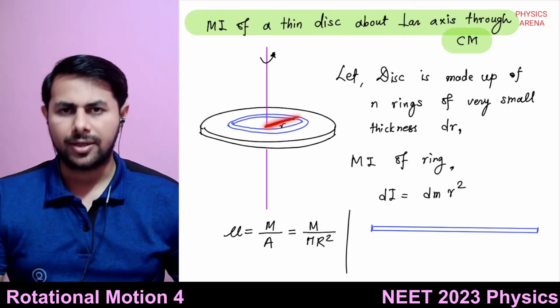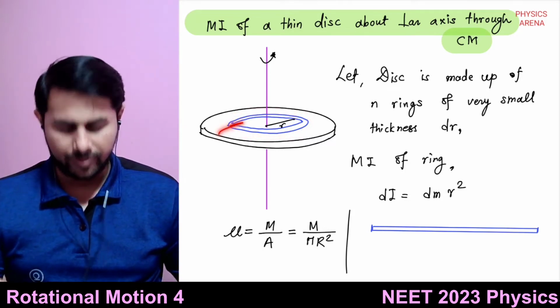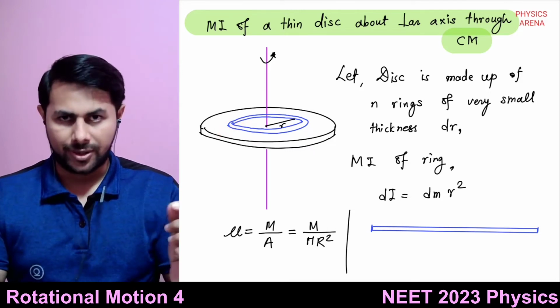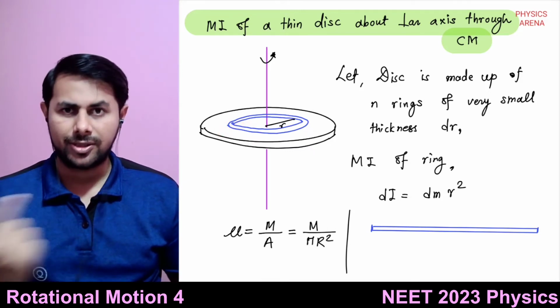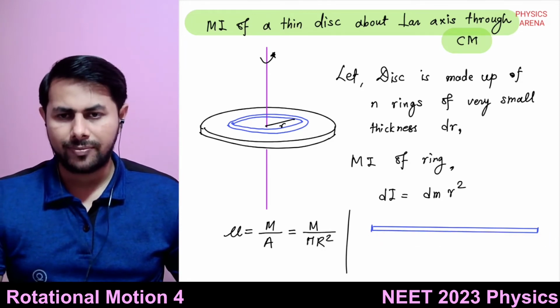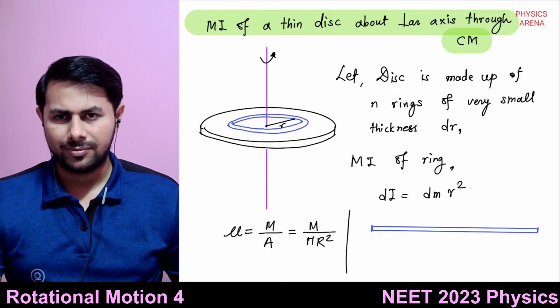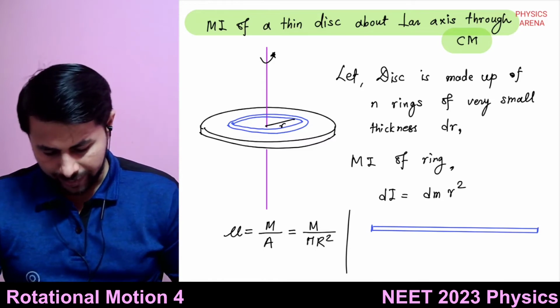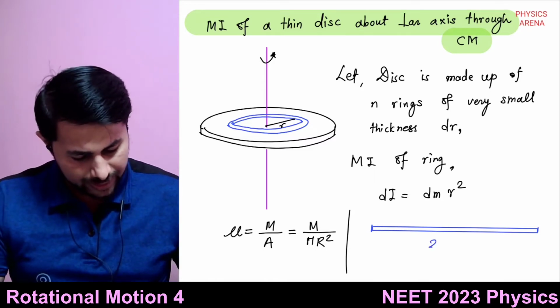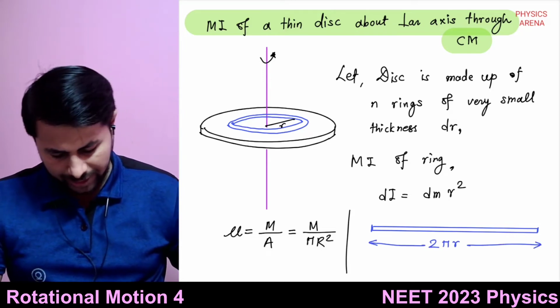So the radius of the ring is r. Whatever the circumference of this ring, if you cut it from here and unwind it, you will get a rod, right? So whatever the circumference of the ring, that much would be the length of the rod. Getting it, everybody? So its length is equal to 2 pi r. This much is length. And how much is thickness?